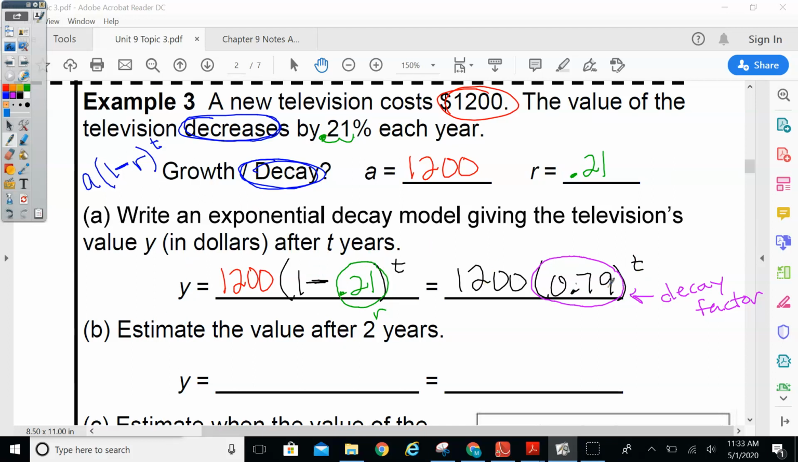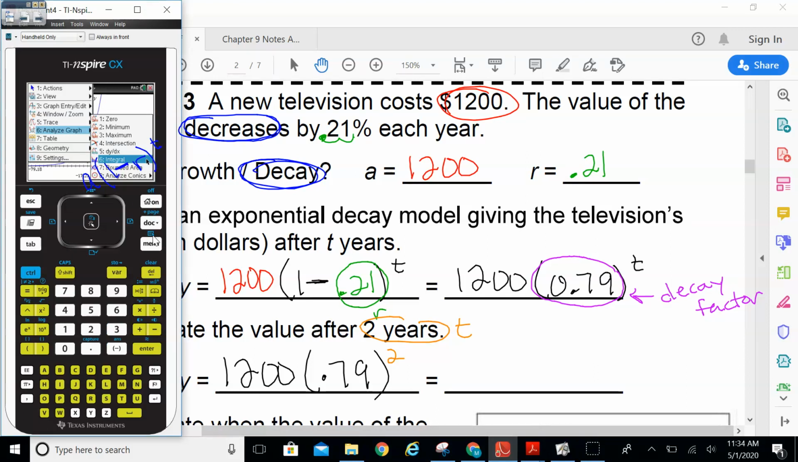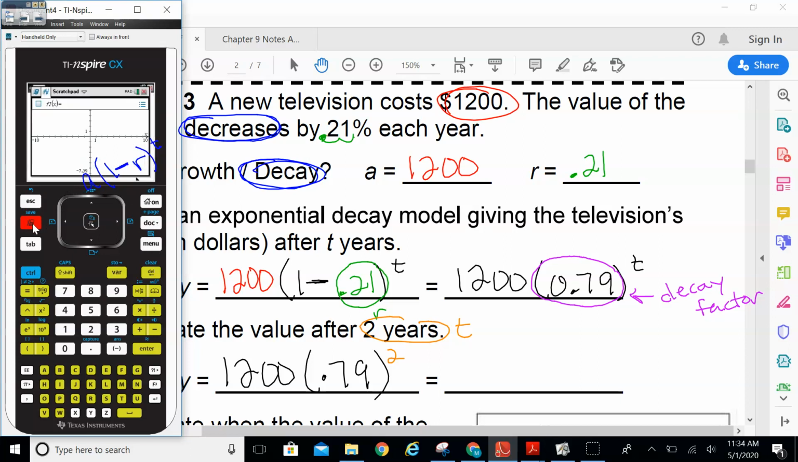Okay, so now we want to use this model to estimate it after 2 years. So for the 2 years, we're going to plug in 2 for t. So we get 1,200 times 0.79 to the second power. And you go to your calculator and we just get this value. So back to my calculator. So 1,200 times 0.79 to the second power.